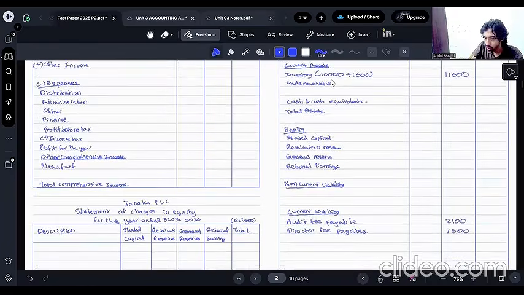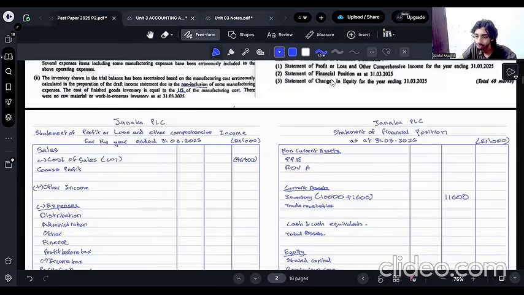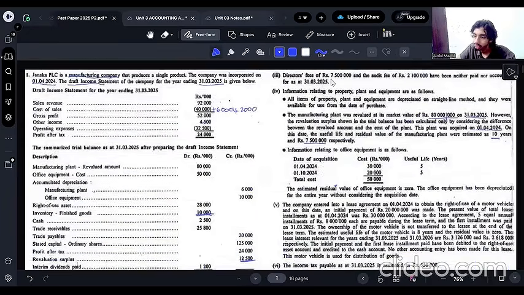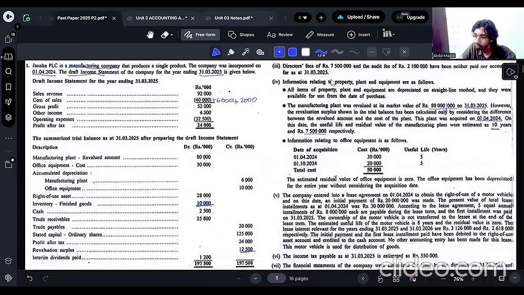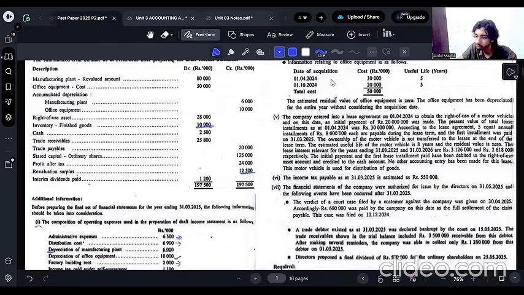Manufacturing plant surplus 18,500. Okay, that is done. Then next, information relating to office equipment is as follows.